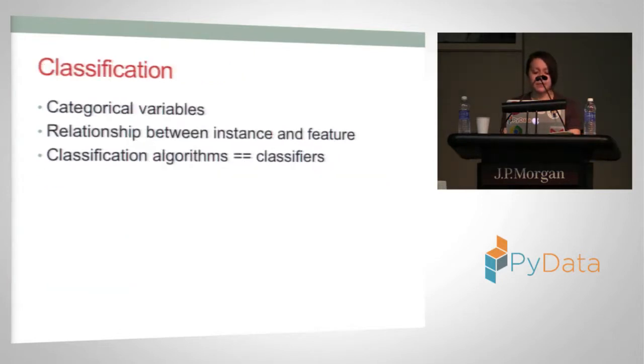Classification is probably the most commonly known type of machine learning. It's used to classify data into a specific category, thus working with categorical variables, and it solves the problem of predicting which category a specific data instance might belong to. Classification algorithms are referred to as classifiers, and there are quite a few of these, but I'm going to focus on the naive Bayes classifier.